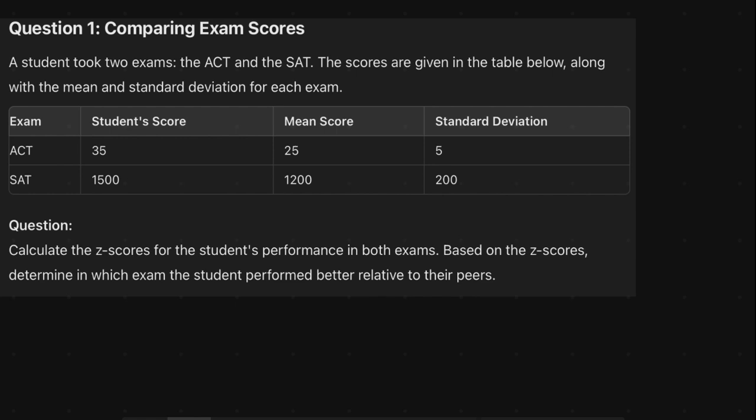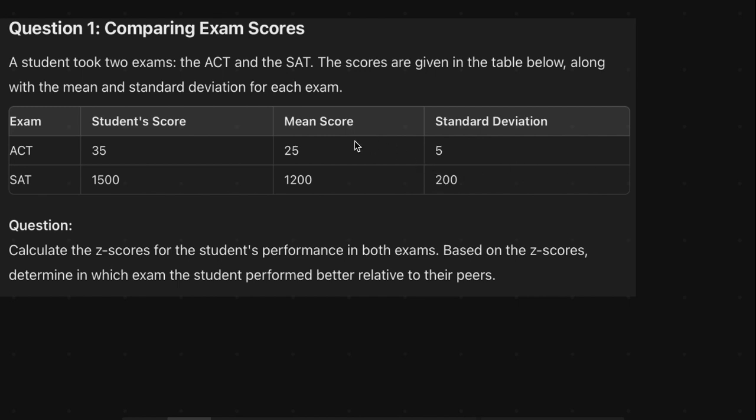Today we're going to talk about z-scores. Before jumping into questions and formulas for finding z-score, we want to know what is the role of z-score in statistics. Z-scores play a crucial role in statistics, especially when it comes to comparing different variables.